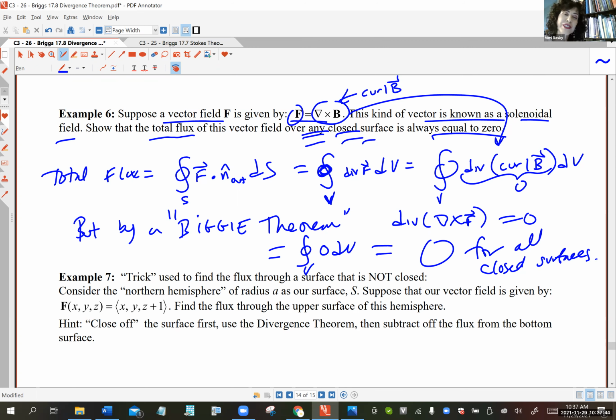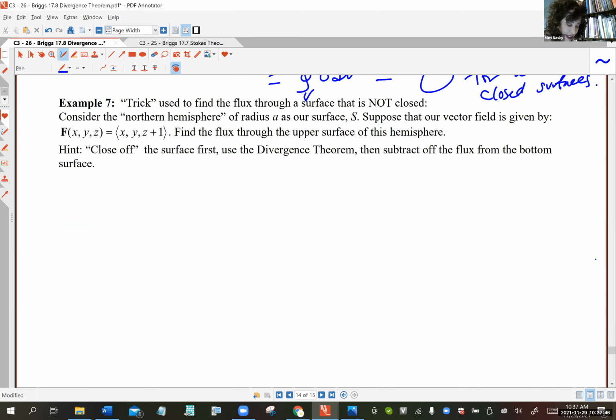Great true false question. Okay, the last problem I'm going to do here, we're going to use some of our knowledge using the divergence theorem with a little trick to find the flux through a surface that is not closed. Now, this problem comes courtesy of Dr. Vallone of blessed memory. I told you about him.